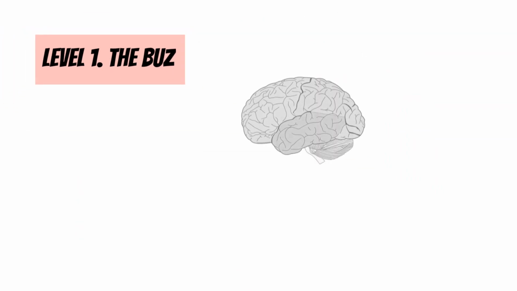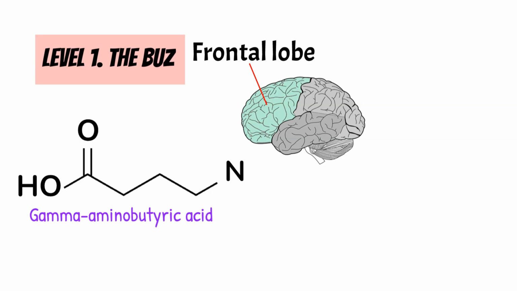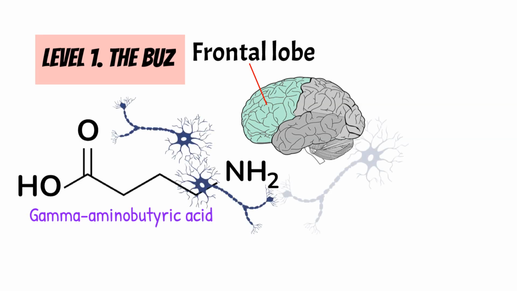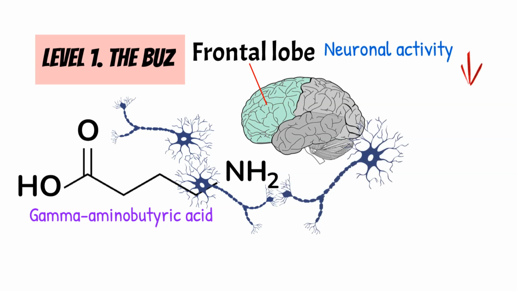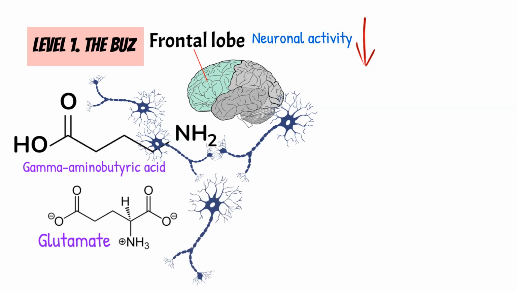Level 1. The buzz. The starting point of this level of alcohol intoxication is the frontal lobe. Alcohol enhances the activity of gamma-aminobutyric acid, an inhibitory neurotransmitter, which reduces neuronal activity in the mentioned frontal lobe. Also, alcohol decreases the activity of glutamate, an excitatory neurotransmitter, which further reduces neuronal activity.